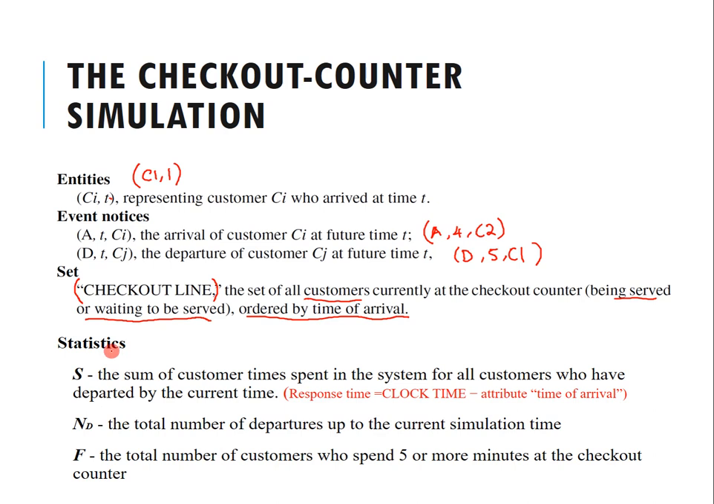This is the statistic that we are going to collect. Remember that our objective is to measure the average time customers spend in the system and also the average number of customers that need to spend more than 5 minutes. These are the statistics that will help us calculate what we want to know. First, S is the sum of the time spent in the system for all customers who have departed by the current time.